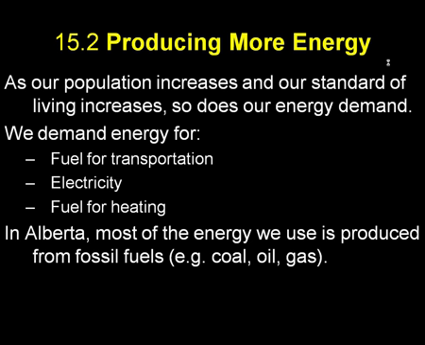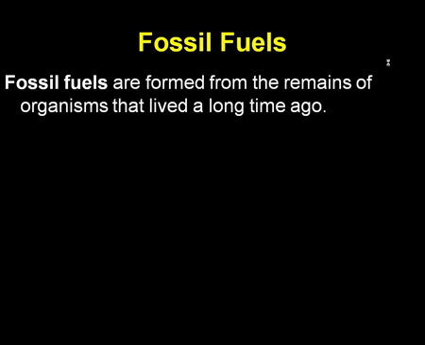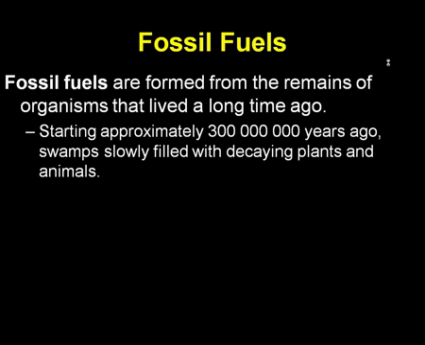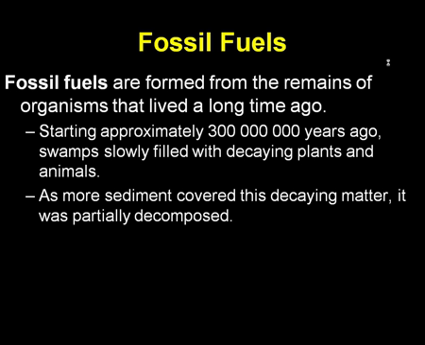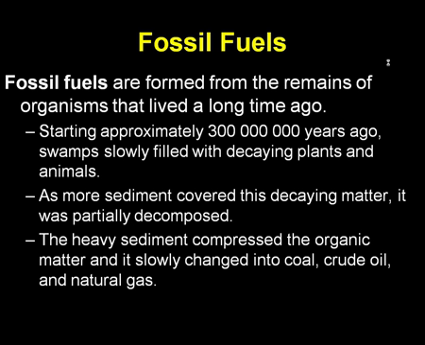Here in Alberta, most of the energy we use is produced from fossil fuels, coal, oil, and gas being the main ones. Fossil fuels are formed from the remains of organisms that lived a long time ago, so that's sort of why we refer to them as fossils. Starting approximately 300 million years ago, swamps slowly filled in with decaying plants and animals. As more sediment covered this decaying matter, it was partially decomposed, and the heavy sediment compressed the organic material, slowly changing it into coal, crude oil, and or natural gas.